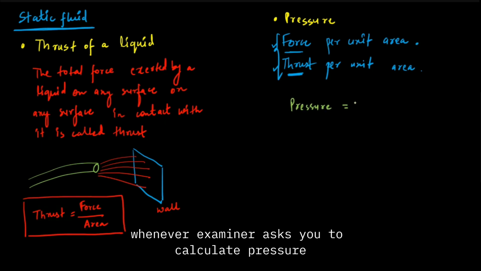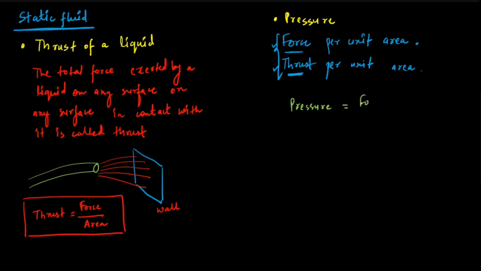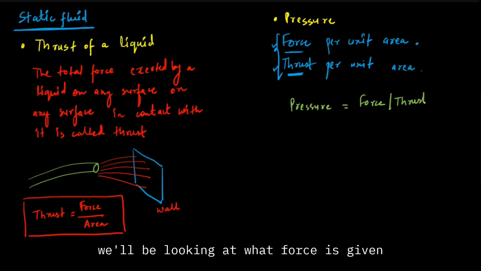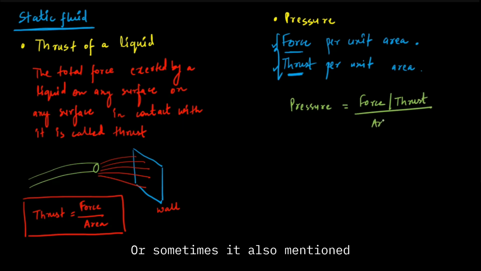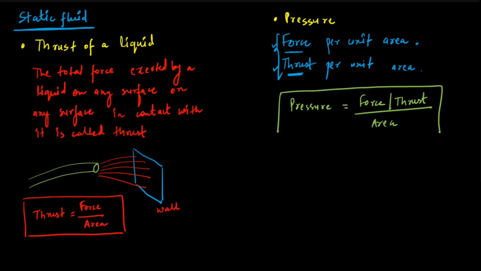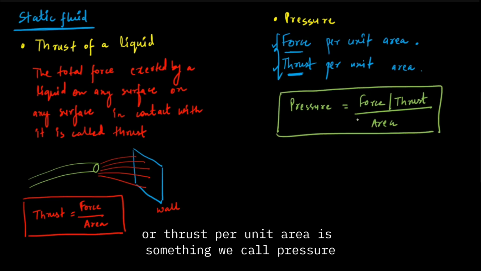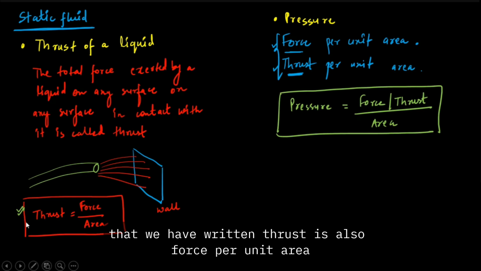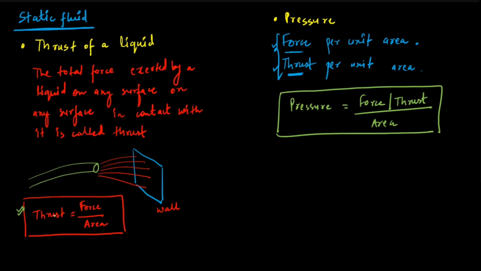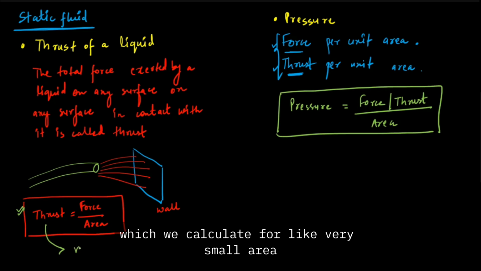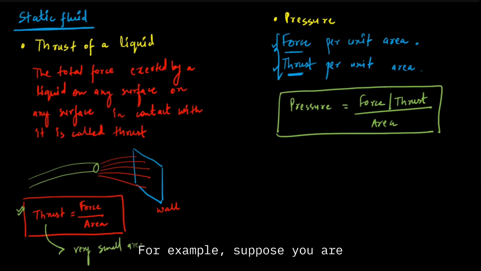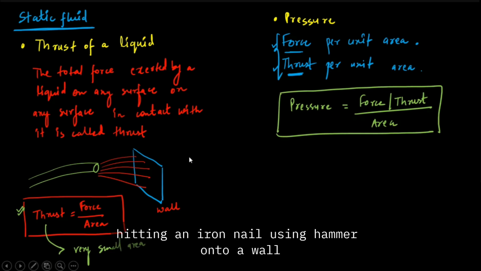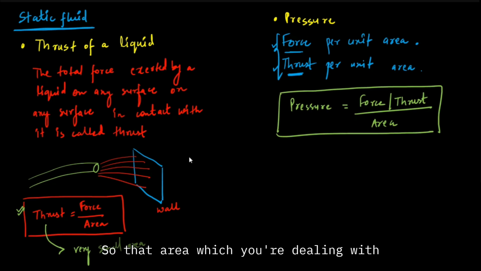So whenever the examiner asks you to calculate pressure, we will be looking at what force is given. Or sometimes it is also mentioned that the thrust acting on the surface is this. So force per unit area or thrust per unit area is something we call pressure. Now it might be confusing that we have written thrust is also force per unit area and pressure is also force per unit area. So thrust is something which we calculate for a very small area. For example, suppose you are hitting an iron nail using a hammer onto a wall. That area which you are dealing with, you will say is experiencing some thrust. Whereas in case of pressure, the area is somewhat bigger.